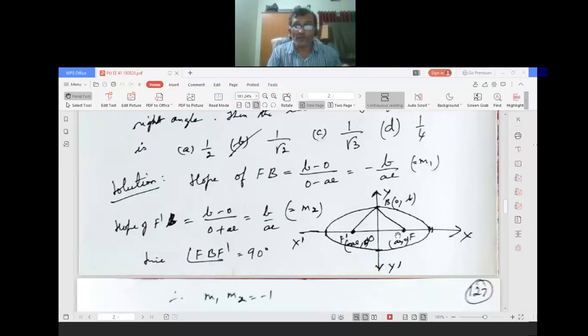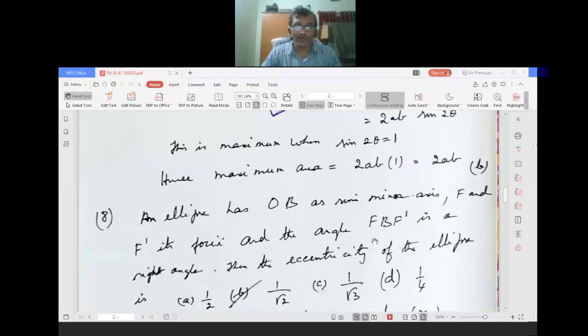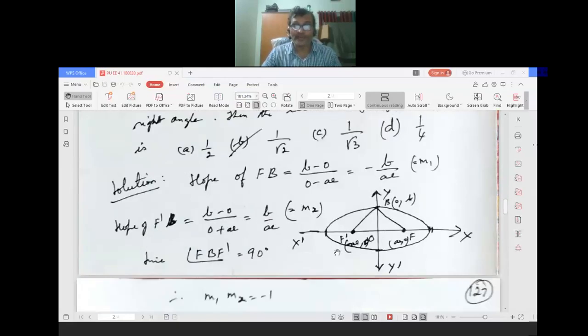So first we find the slope of FB. The slope will be the difference in y coordinates by the difference in x coordinates: b minus 0 by 0 minus a, or it can also be 0 minus b by a minus 0, same. So we get minus b by a, that is equal to m1. We have to show here that angle FBF dash is a right angle.